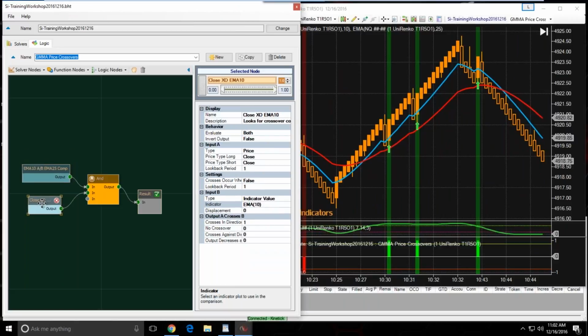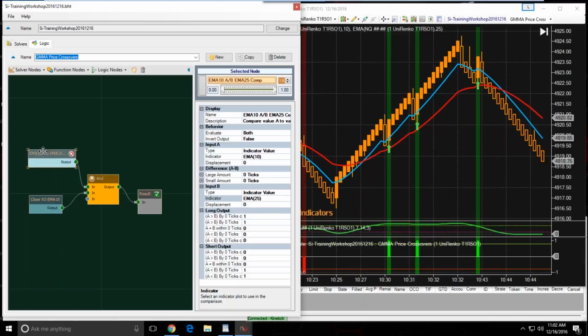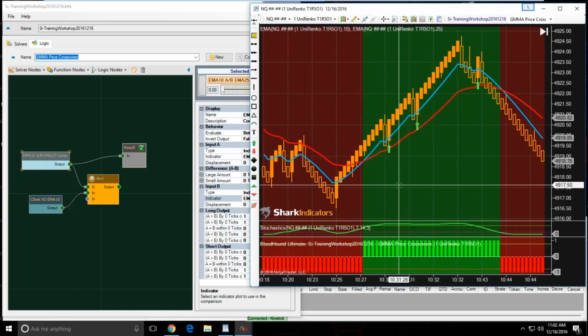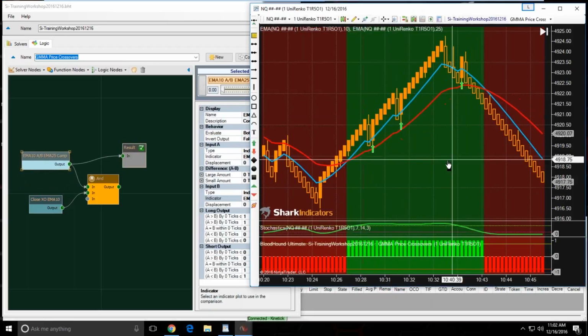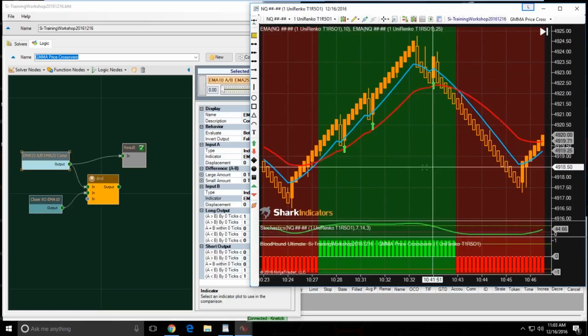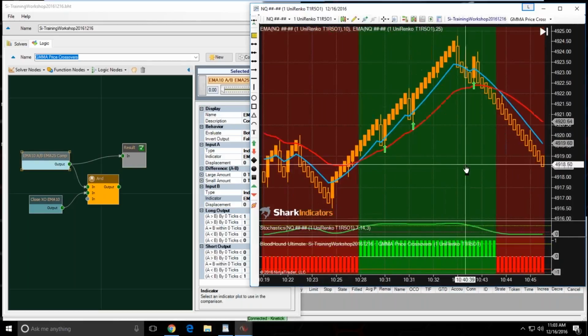So that's really all it took, was just two solvers. The first solver identifies whether we're in a long state or a short state. If I take a look at that, the first solver just identifies the trend state. Is the GMMA in an uptrend, or is the GMMA in a downtrend? That's what we're figuring out first.